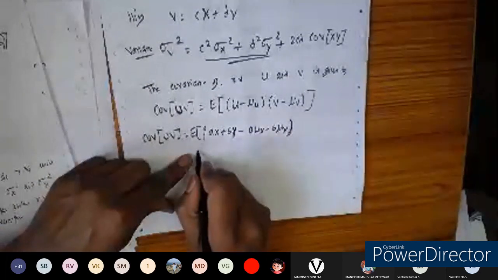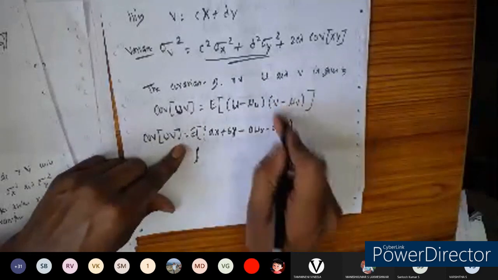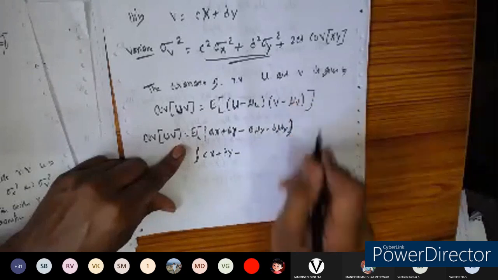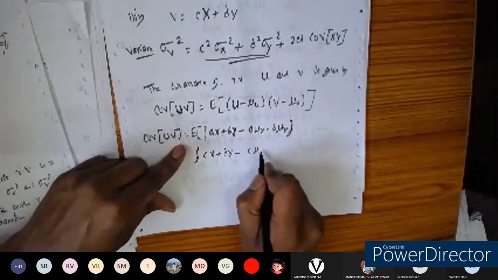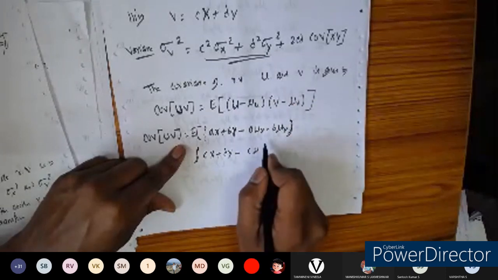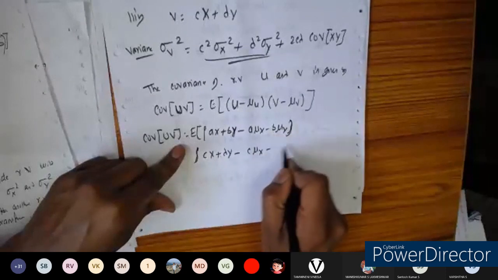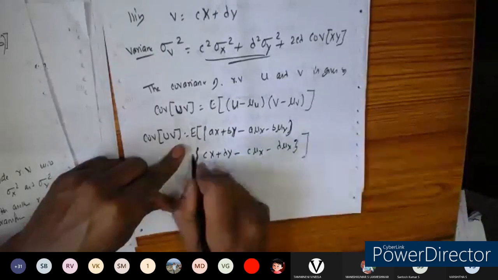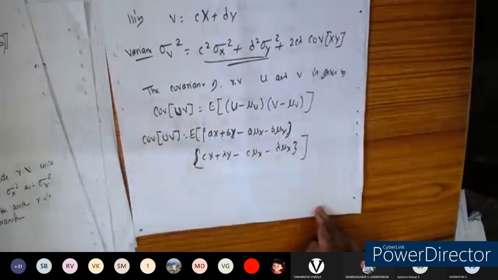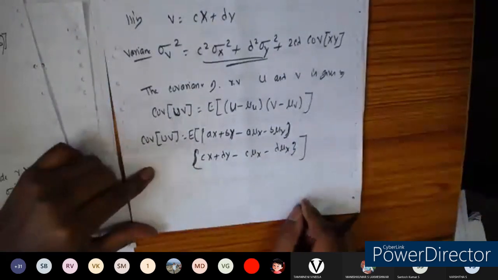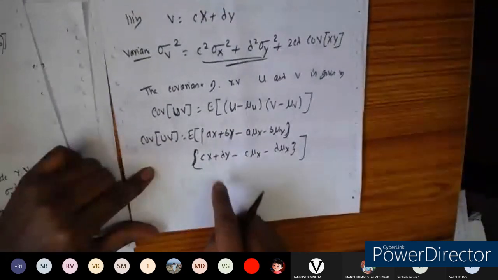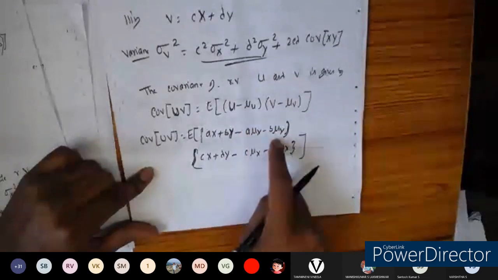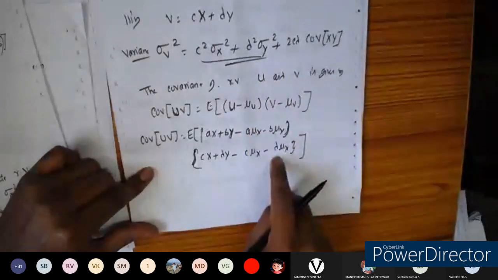The space is not sufficient here, so I'm going to write it like this. v is nothing but cX plus dY minus the mean of that, which is c·μx plus d·μy. We will get it like this here. So in the expectation, u is aX plus bY, μu is this one, v is this one, and μv is this one here.